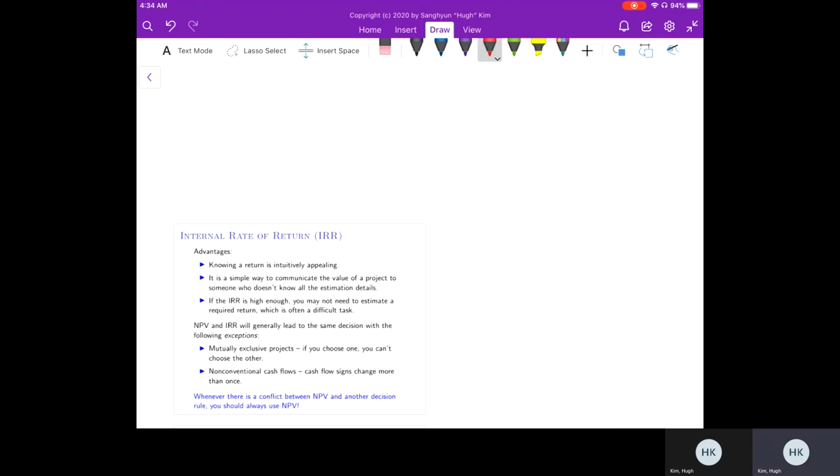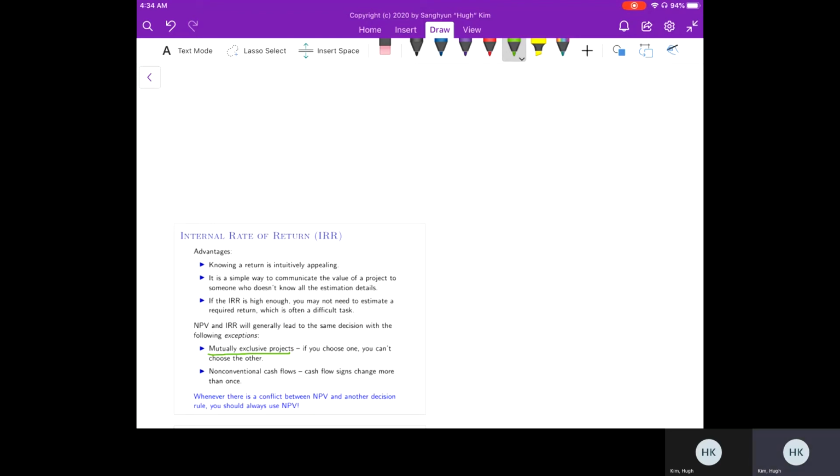On top of this, the NPV and IRR will generally lead to the same decision anyway. But there are two important exceptions. The first exception is when we have mutually exclusive projects, meaning that if we choose one project, we cannot choose the other, so we have to pick one. For instance, if we were to use our space for a clothing store, then we cannot use it for the restaurant at the same time.